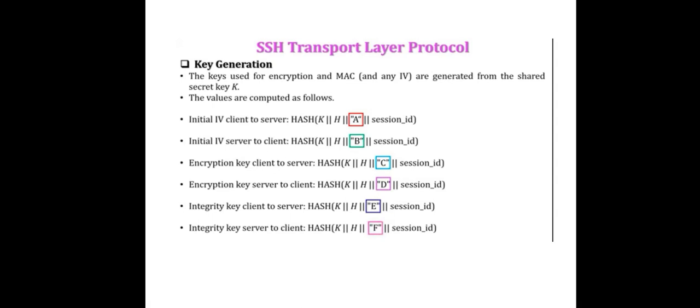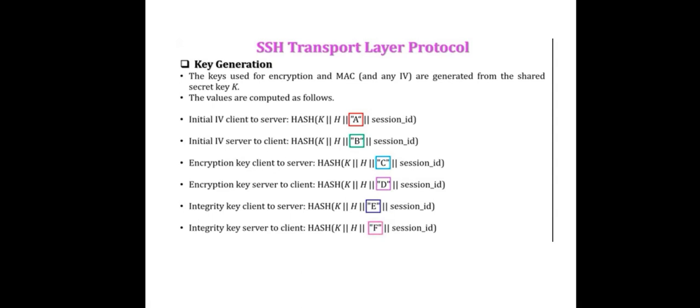The second one, initial IV from server to client. Here K is the secret key, H is the hash value from the key exchange, and the value B is generated from the secret key K and the session ID, which indicates the session identifier. Then the encryption key from client to server. Here K is the secret key, H is the hash value from the key exchange, and the value C is generated from the secret key K and the session ID.